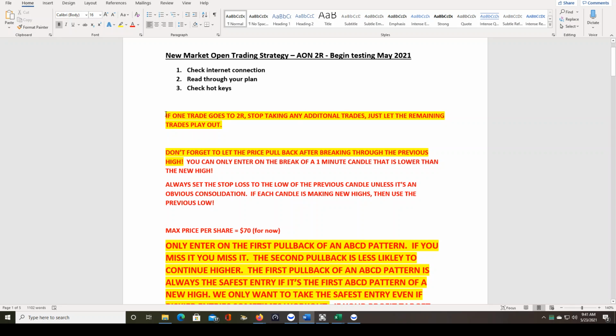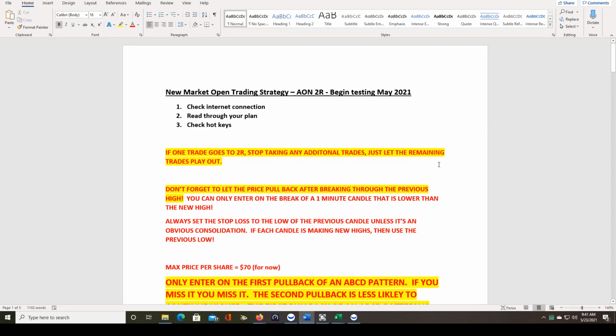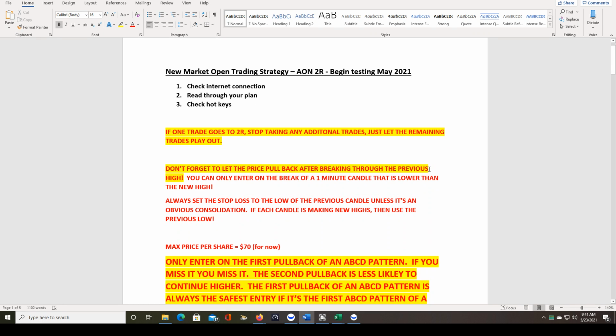So here's the first thing. Now, I update this as I go. When I have a problem or something happens, I put it right here at the top of the plan so that I read it and it goes into my mind. And this happened recently: if one trade goes to 2 hours, stop taking any additional trades. This is an old scenario from my pre-market trading days, and I kind of forgot about it.